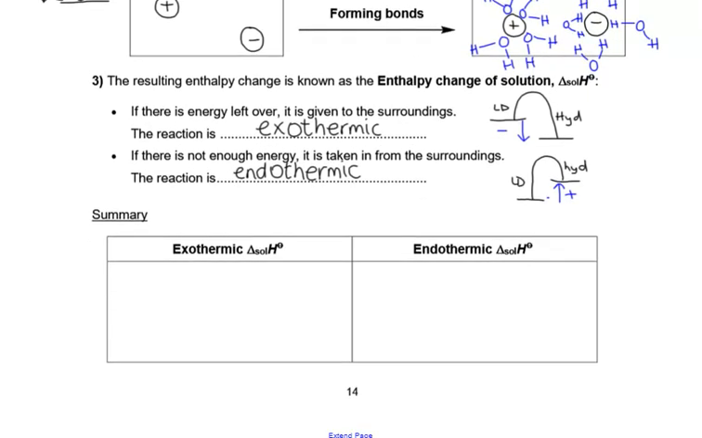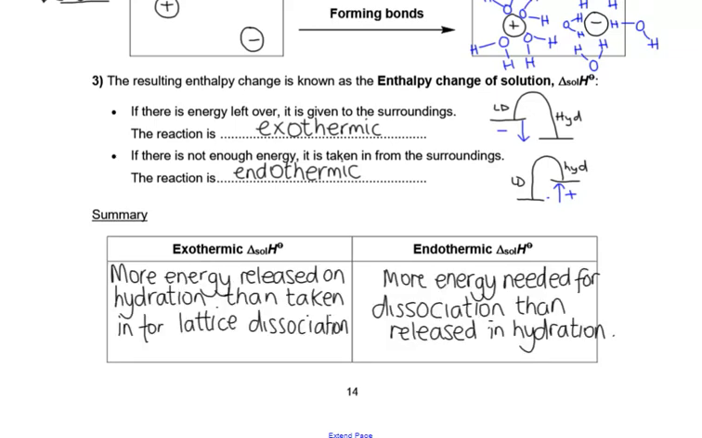So see if you can summarise that. When will it be exothermic? When will this be endothermic? There we go. If it's exothermic, more energy is released, so the down part is bigger than is needed to break the lattice up. We end up with a negative overall amount, so more released than taken in. But if it ends up endothermic, more is needed to be taken in than is ever released. So we're going to need to add extra energy ourselves to get it to dissolve.